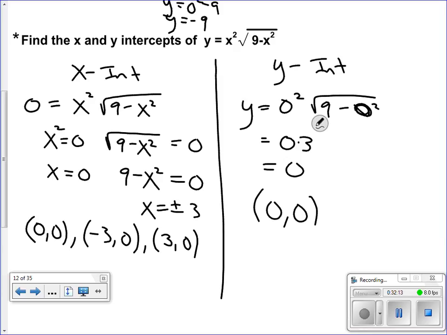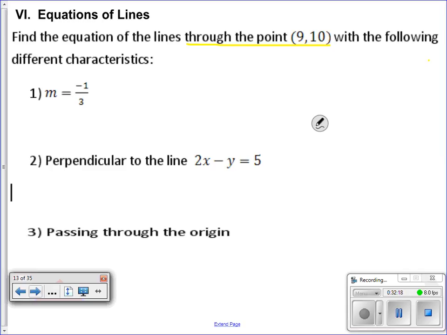Now, this class ends in a couple of minutes, but the last little part of the review has to do with equations of lines. This is what you're going to have to finish up for homework. But I just want to make sure we're all good with point-slope.